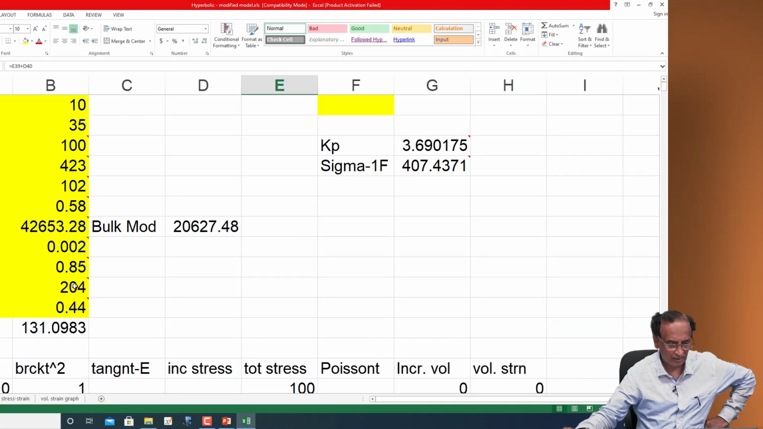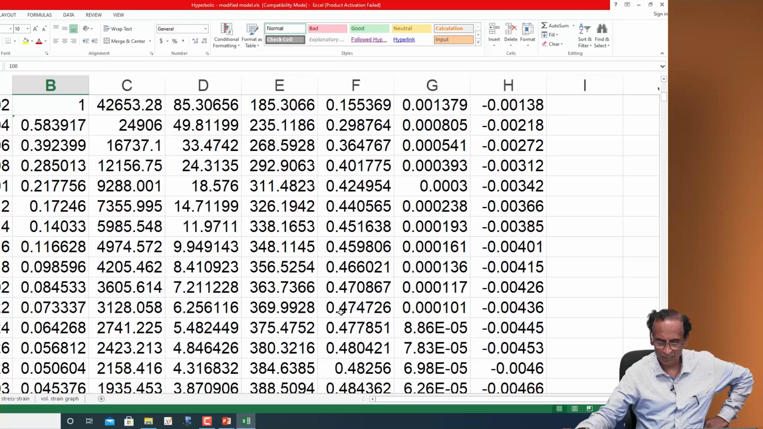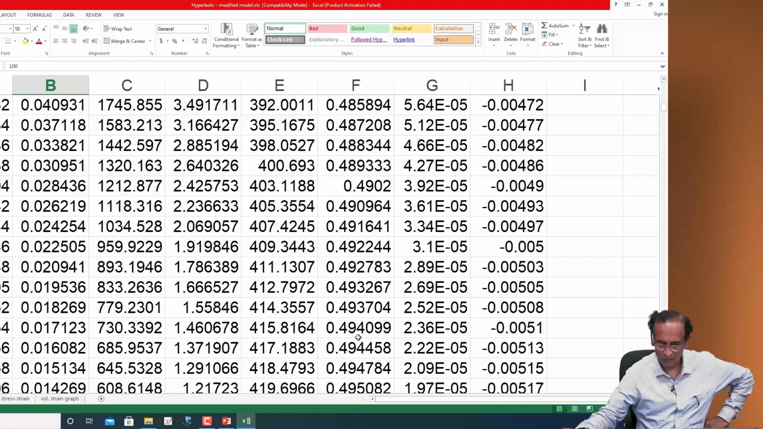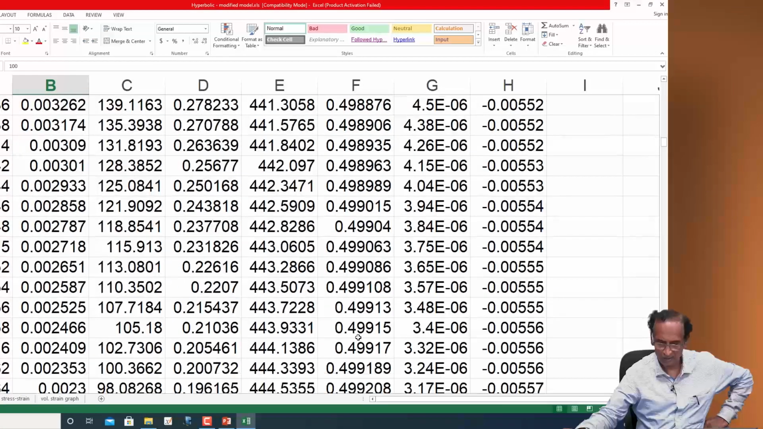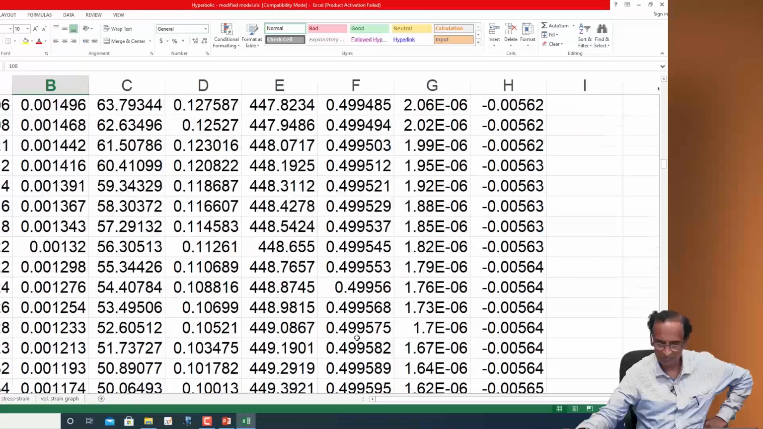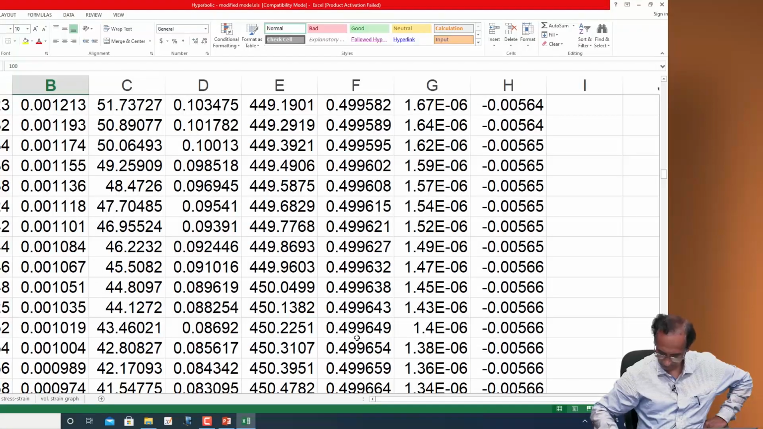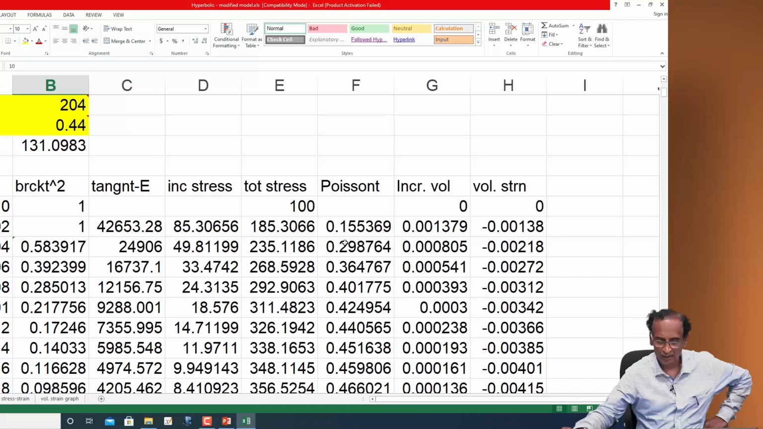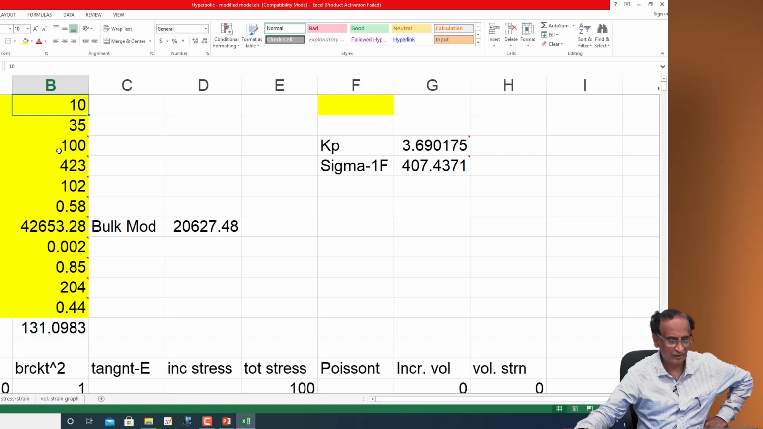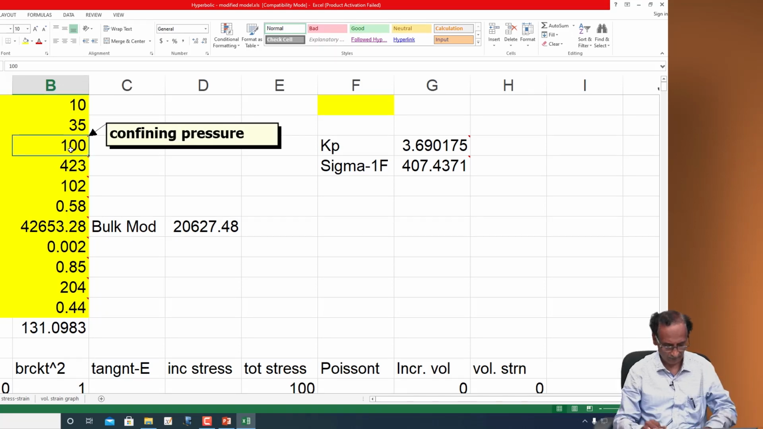And let me just illustrate. At a confining pressure of 100, our limiting Poisson's ratio is about 0.49. Actually it is going almost to 0.5. Okay. And the initial Poisson's ratio is about 0.155, and let us see what happens at a confining pressure of, let us say, 500 kPa.